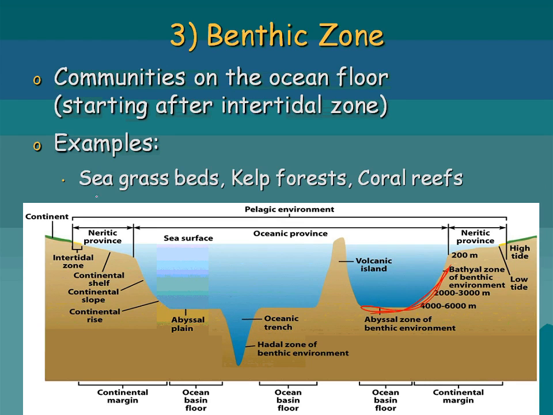Okay, so different examples are these grass beds or forests, kelp forests. If you think of plant communities, kelp forests are rooted on the bottom and they go up to get to the light. And coral reefs, they're growing from the bottom too.